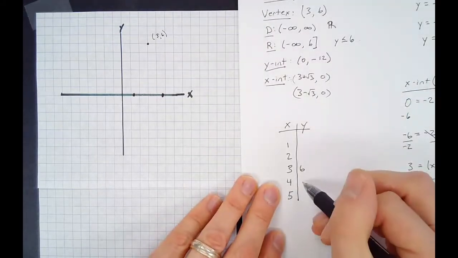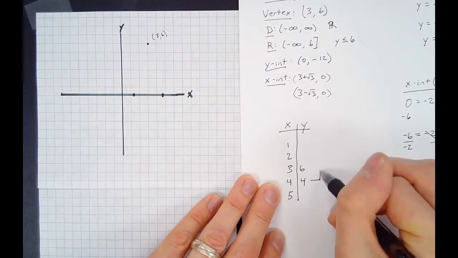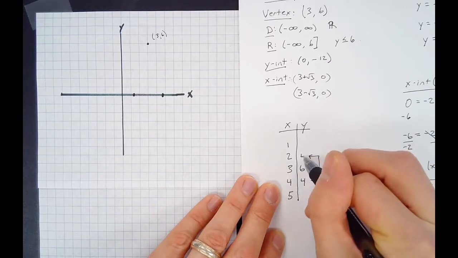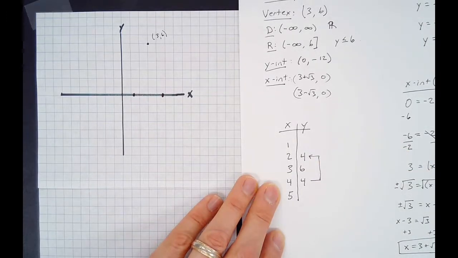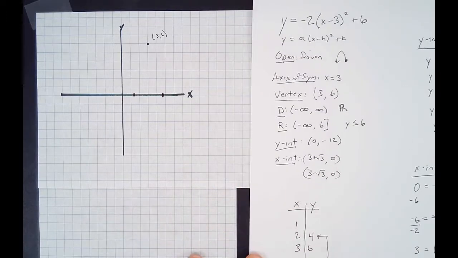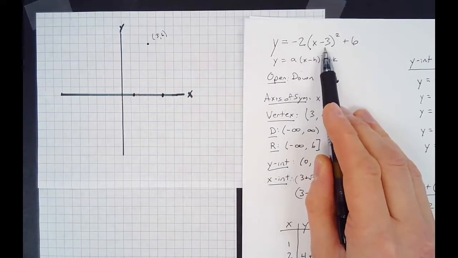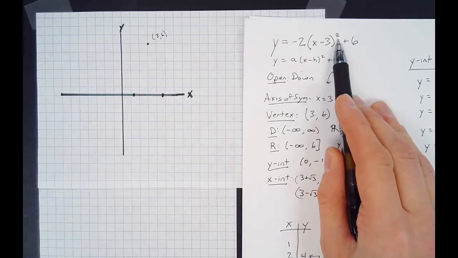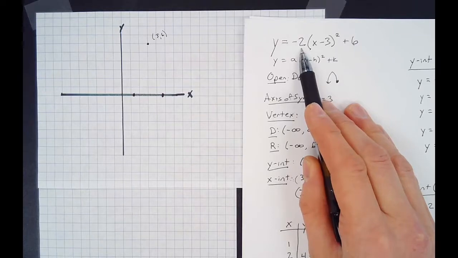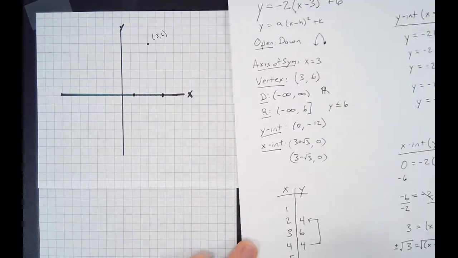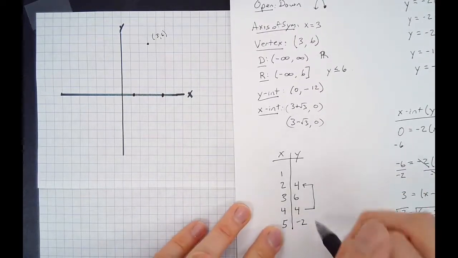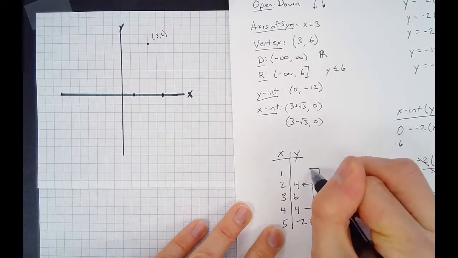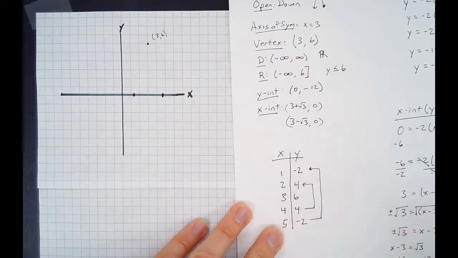And because of symmetry, I know that this point is going to be exactly the same thing. Let me plug in 5 into my equation. 5 minus 3 is 2. 2 squared is 4. 4 times -2 is -8, plus 6 is -2. So again, because of symmetry, this is going to be exactly the same. That now will give me a nice table of values to plot.